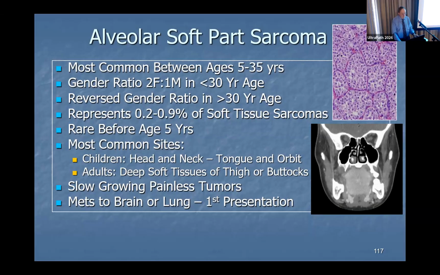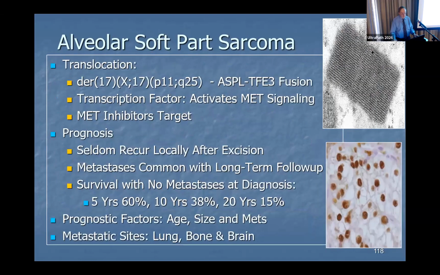And oftentimes they're slow growing, painless tumors, so they can acquire a fairly large size before you actually discover them. And they can have metastatic disease as well, going to the brain or lung. So this is the translocation associated with alveolar soft part sarcoma. It has the derivative 17 chromosome, and has an X;17 type of translocation. So it's ASPL and TFE3, and that's why TFE3 immunostaining is so valuable with these in particular.